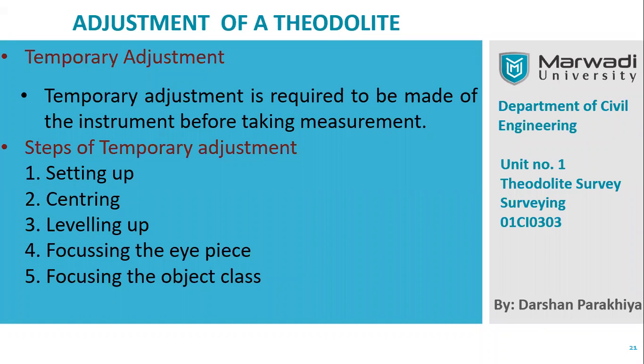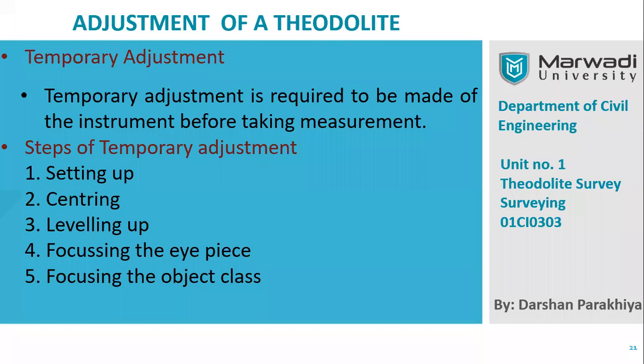So in that there are 5 major steps of the temporary adjustment of the theodolite. First is setting up, then centering, then leveling up, then focusing of the eyepiece, and the last one is focusing of the object glass. So these are the processes of the temporary adjustment.